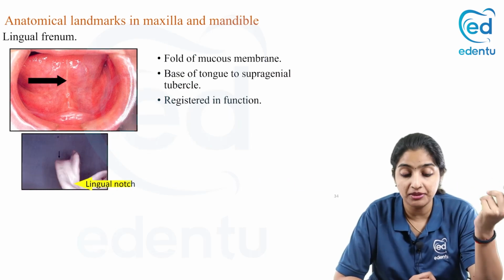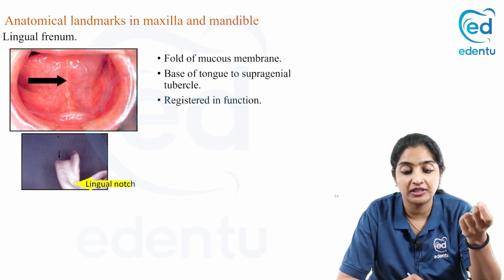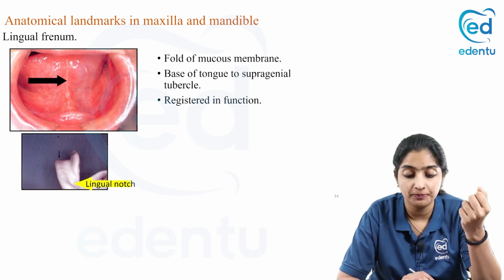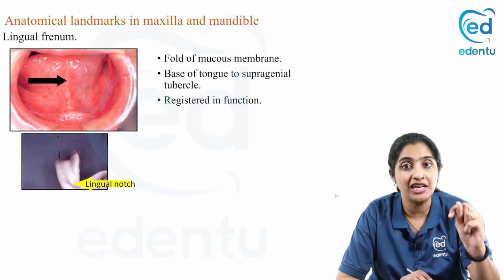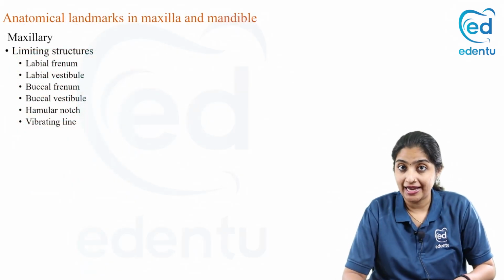Coming to the lingual frenum, it is a fold of mucous membrane which attaches from the base of the tongue to the genial tubercle, and it should be registered in function. Okay. So, these are the anatomical landmarks.